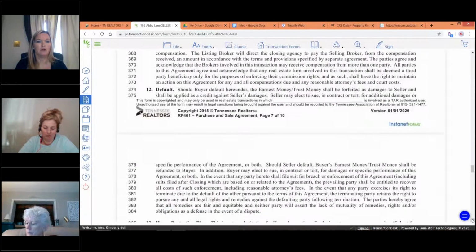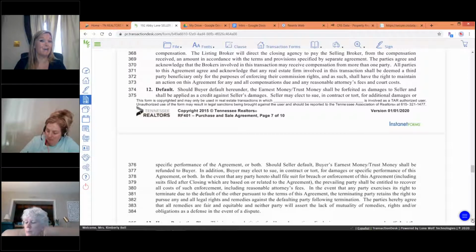Default. Should the buyer default here, the earnest money shall be forfeited for the damages of the seller, or shall be applied as a credit against the seller's damages. That means if the buyer defaults and there's no real reason other than they just don't want the house anymore, the seller can go after more damages than just the earnest money.